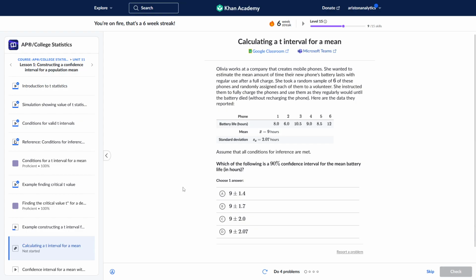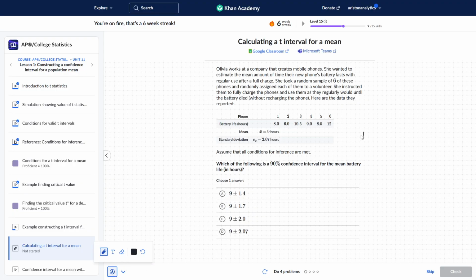Which of the following is a 90% confidence interval for the mean battery? Okay, so let's draw out the thing again. Math isn't about memorizing. This is what everyone says. They say that math is not about memorizing formulas, but I think that it does help to memorize the formulas, because then you gain an intuition and a feel and you become comfortable working with them. You know what I mean?